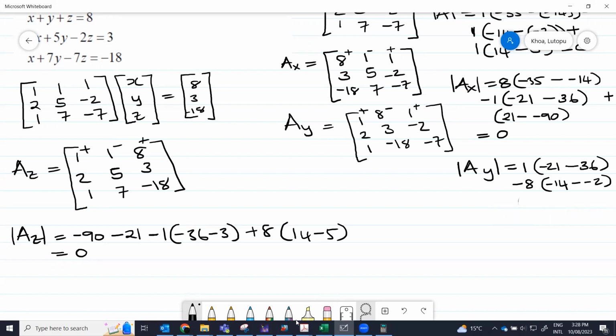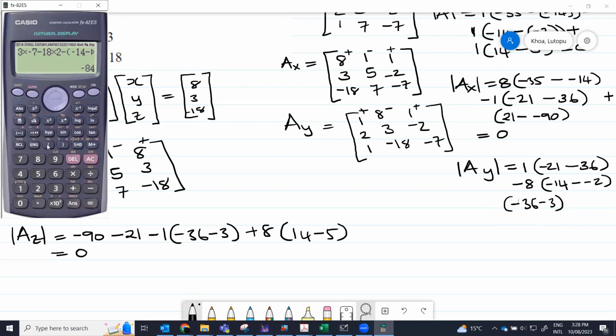So remove the row and remove the column. So we have minus 36. So it's this one times that one, minus 3. Okay, let's try it one more time. The brackets here are not that important.